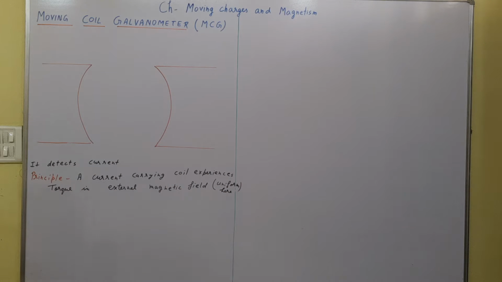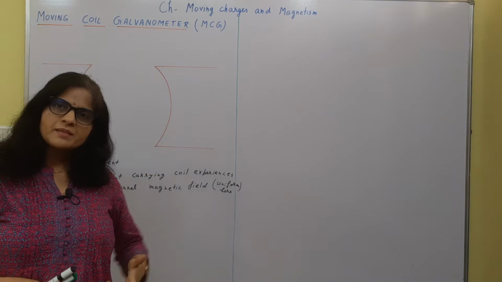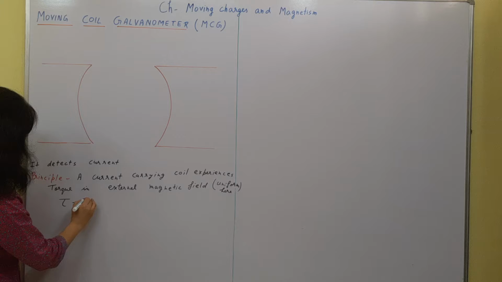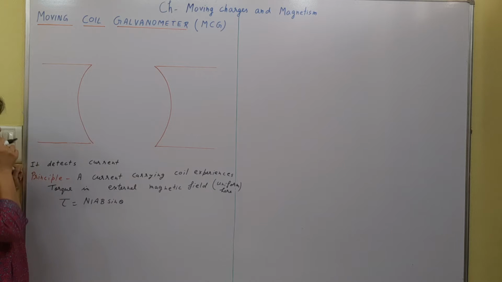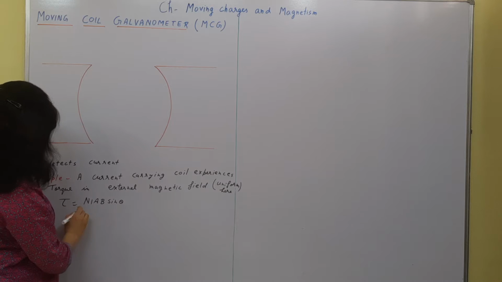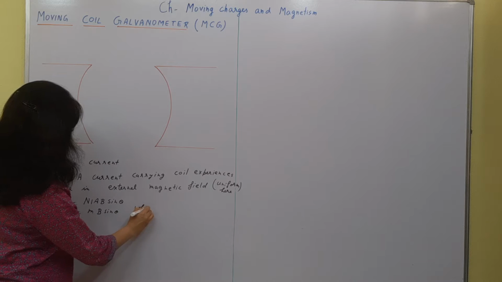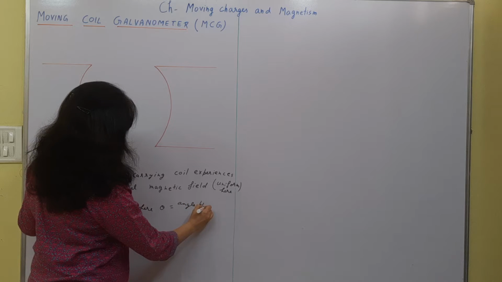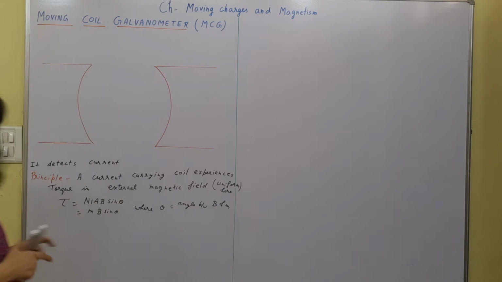Right? So for this, we want it to experience the maximum torque. So for maximum torque, we know the formula for torque. Torque formula is NIAB sine theta, where theta is the angle between the magnetic field and the magnetic moment, or you can say the area vector. This is also called as MB sine theta, where theta is the angle between magnetic field and magnetic moment. And this angle is 90 degrees.